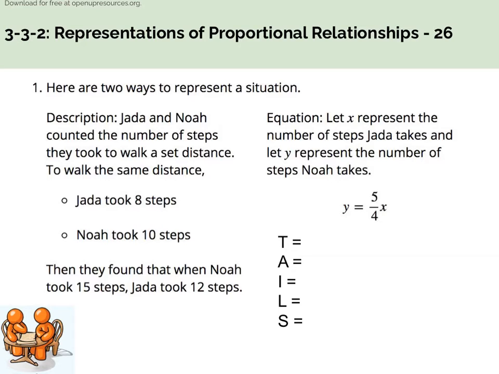But first of all, let's talk about TAILS, the same kind of TAILS that is in science. When we are doing graphs, we need a title, axis, I is interval, L is labels, and S is scale, or scales. Remember, the same thing as in science, we want all of these things to do a graph correctly and get 100% on that.